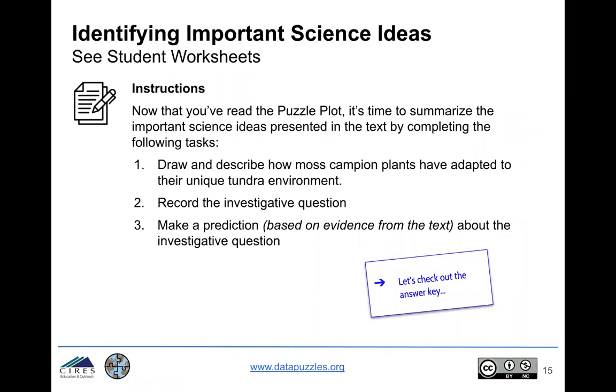After you've read the puzzle plot, you've had some conversations, you've watched the video, now it's time for students to reflect a little bit on those important science ideas, and we ask that they draw and describe Moss campion plants and how they've adapted to their environment. So it's really key to pull out that concept: they've adapted to a specific environment that's changing. They then record the investigative question and make a prediction about this investigative question.